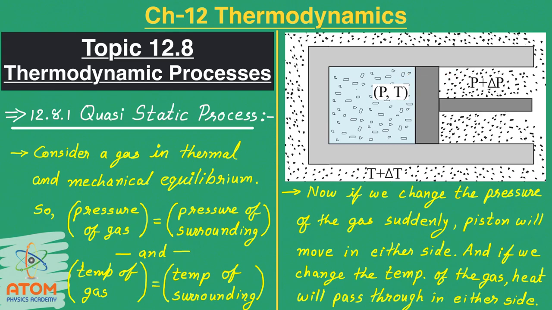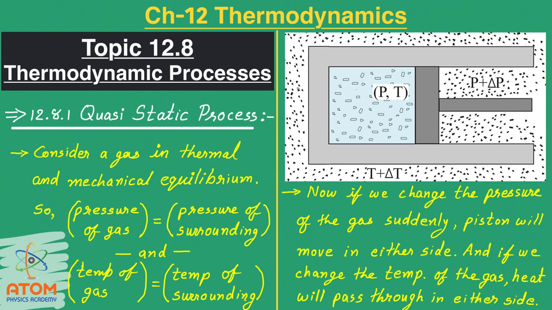So here, when we say it is in thermal and mechanical equilibrium, obviously the pressure of gas and pressure of surrounding will be the same, as well as the temperature of gas and temperature of surrounding will also be the same. Now if we suddenly change the pressure of gas, the piston will move to either side. You can understand. Suppose I increase the pressure of this gas system, then the outside pressure is the same as the previous one, and the inside pressure has been increased. So obviously the piston has to move outside. And vice versa, if I decrease the pressure of the gas, then the piston will move inside.